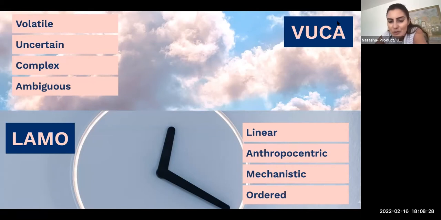So what do we mean by LAMO? The acronym means linear, anthropocentric, mechanistic, and ordered. Just like a clock, things are predictable, human beings are rational, the decision-making process is linear. I have a preference for a specific type of clothing, for example, and thus this preference will be followed every day. It is predictable, and various economic understandings and principles take these principles into account.